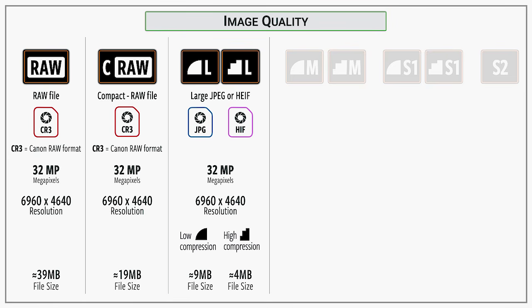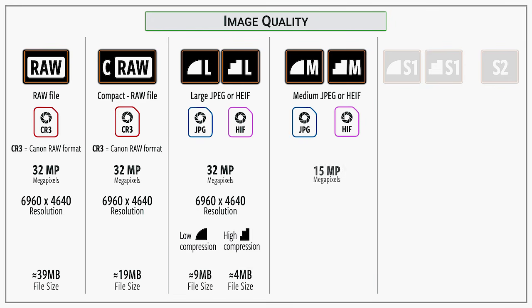And there are two different versions. There's a low compression and a high compression, depending on whether you want a little higher quality or a little bit smaller file size. Then we get into smaller file sizes, smaller resolution, less number of megapixels, and we have low and high compression options in here as well.